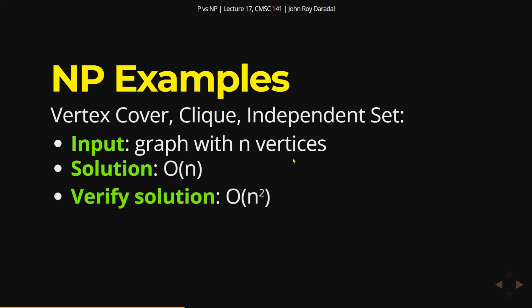And we can also verify it in polynomial time, O of n squared, because in vertex cover, we just have to check all edges to see if they are all covered by the vertices, right? In clique, we have to check that the vertices of the given solution are all connected to each other. And for independent set, same thing: we have to check that none of the vertices are connected to each other, so that could entail checking all edges as well. So we could verify the solution in polynomial time. So these three are valid NP problems.